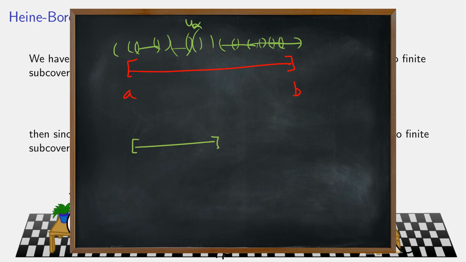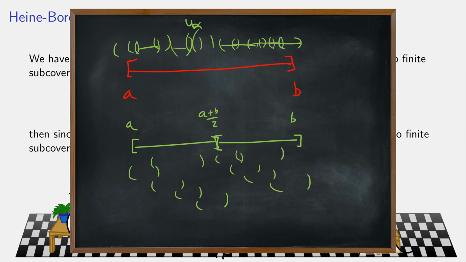If I split this into two distinct subintervals, from A to the midpoint, A plus B over 2, and then A plus B over 2 to B, maybe it's possible to find finitely many of the U sub alphas that covers the left. But I then could not possibly find finitely many U sub alphas that covers the right, because if I could, then I could take this union and I'd have finitely many open sets that covered the whole thing, and I assumed explicitly this had no finite subcover.